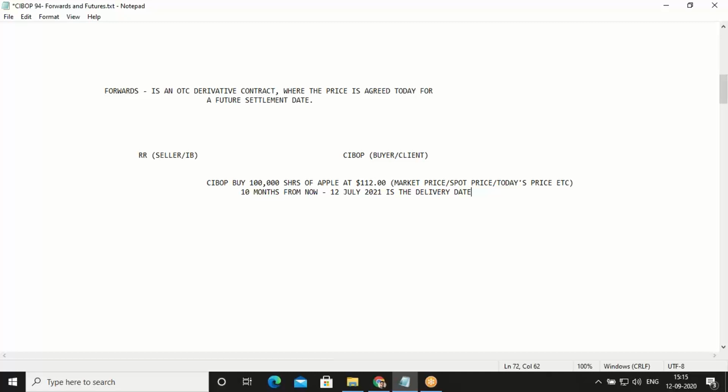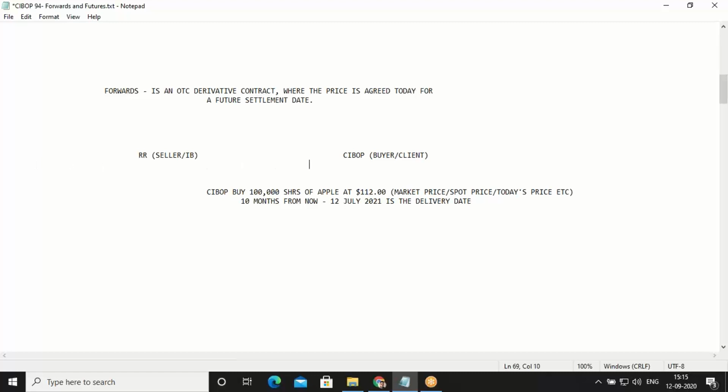So again, I'm the investment bank, I'm the seller, you are the buyer. You want to buy 100,000 shares of Apple at $112 10 months from now. 12th July 2021 is the delivery date. Now, in this case, you as a buyer, what are you expecting? What is your thought process by entering into this contract? To increase the price after 10 months, like the market price would be different after 10 months. Exactly, very good. So you are speculating the price is going up.